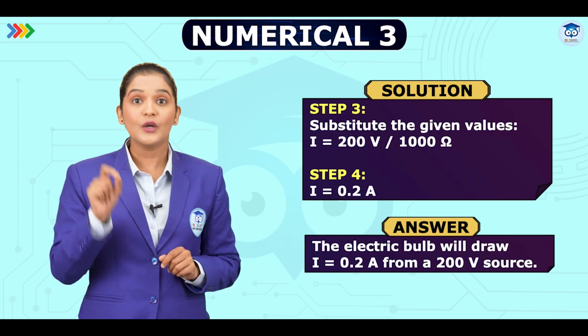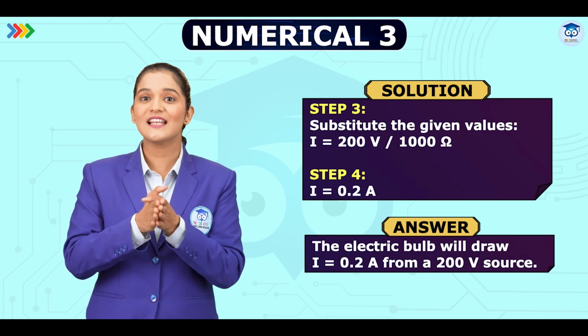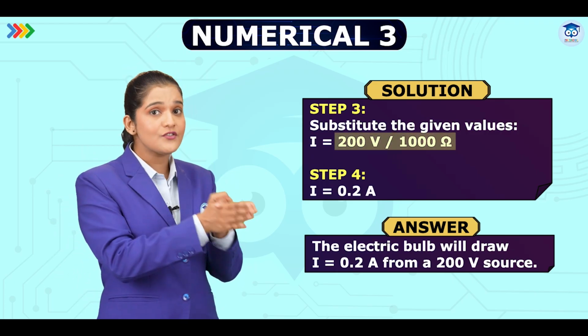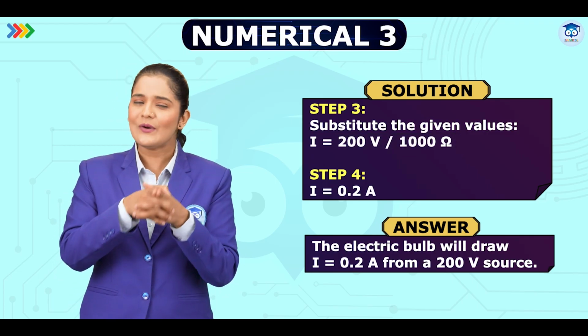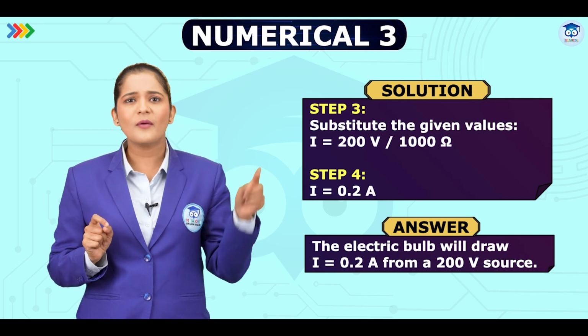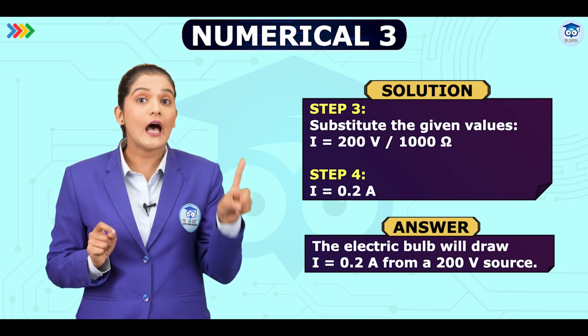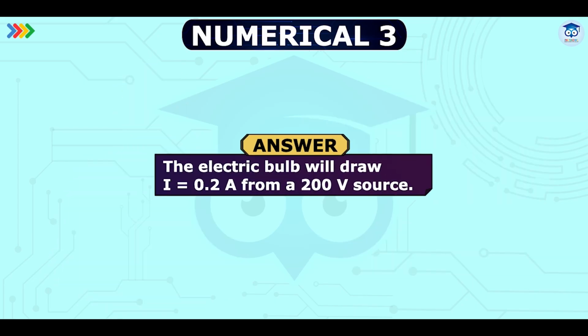In step 3, we substitute the known values into the formula. That is, I equals 200 volts divided by 1000 ohms. Now, in step 4, we calculate the result. Performing the division gives us I equals 0.2 amperes. Thus, the final answer is that the electric bulb draws a current of 0.2 amperes from a 200 volt source.